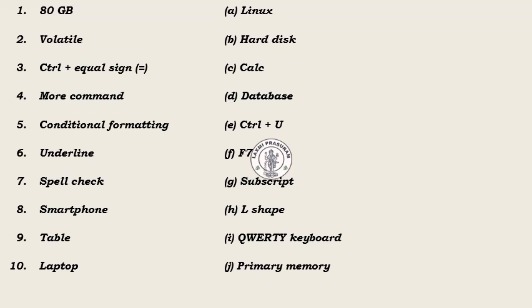Answers பார்க்கலாம். 1. 80 GB hard disk. 2. Volatile primary memory. 3. Control plus equal to sign, subscript. 4. More command, Linux. 5. Conditional formatting, Calc.